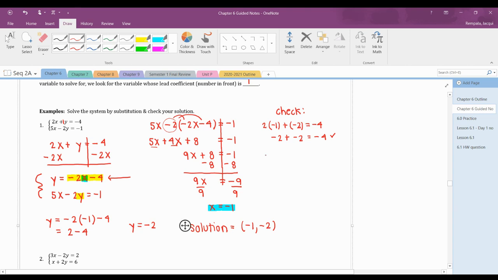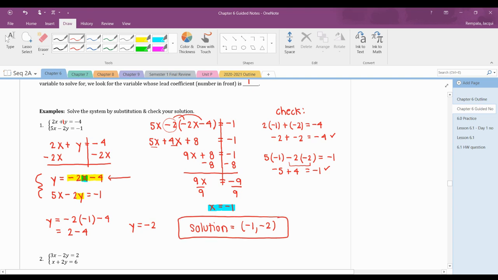Now I have to check that bottom equation. So we have 5 times x, but I get to replace x with negative 1, minus 2 times my y value, which is negative 2, and I want to make sure that that equals negative 1. 5 times negative 1 is negative 5. When I then multiply, we have a negative 2 times a negative 2. A negative times a negative makes that a positive. 2 times 2 is 4. Notice that negative 5 plus 4 will get me negative 1. So I just quickly double checked that the solution that we had truly was the solution, which is why I'm able to circle it. And I know confidently that yes, (-1, -2) is my solution.